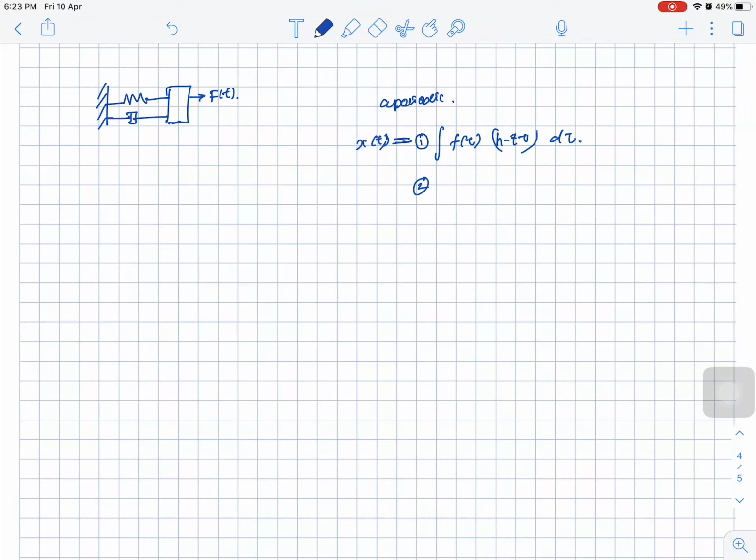The other way is you convert this aperiodic into periodic and take a Fourier series, then you directly substitute it into the equation. This is one way, direct substitution. Otherwise you take the Fourier transform. So you take the Fourier transform of everything.